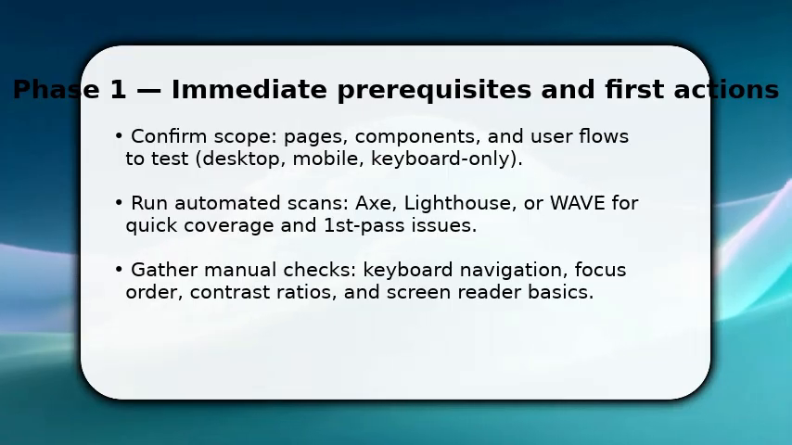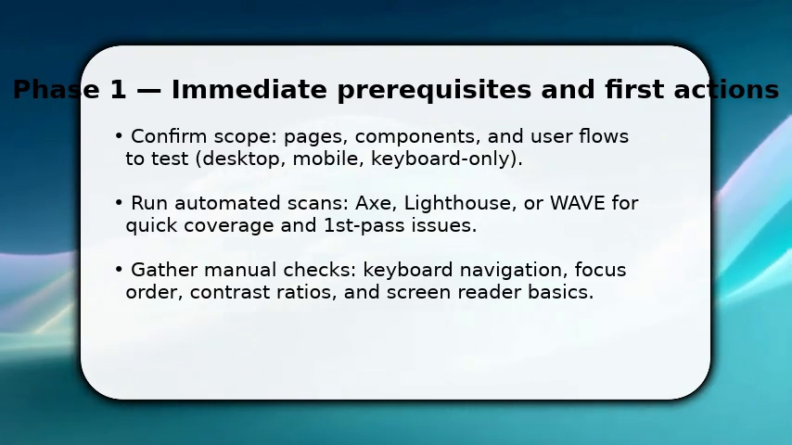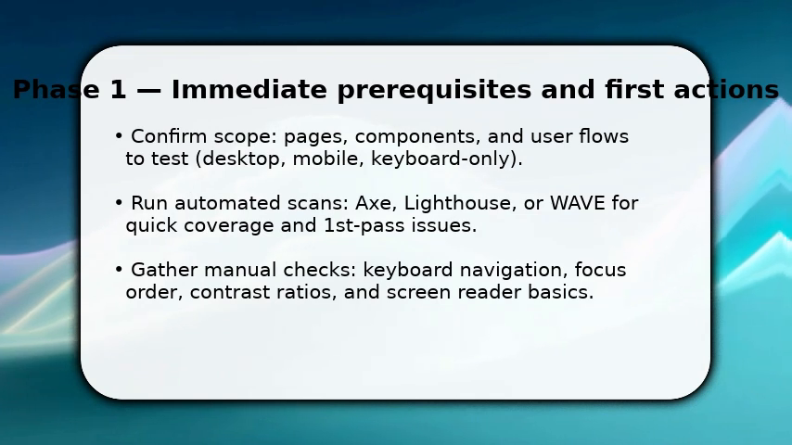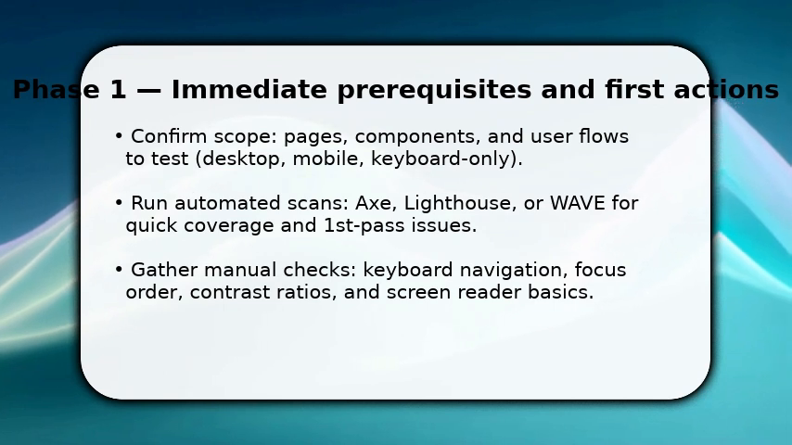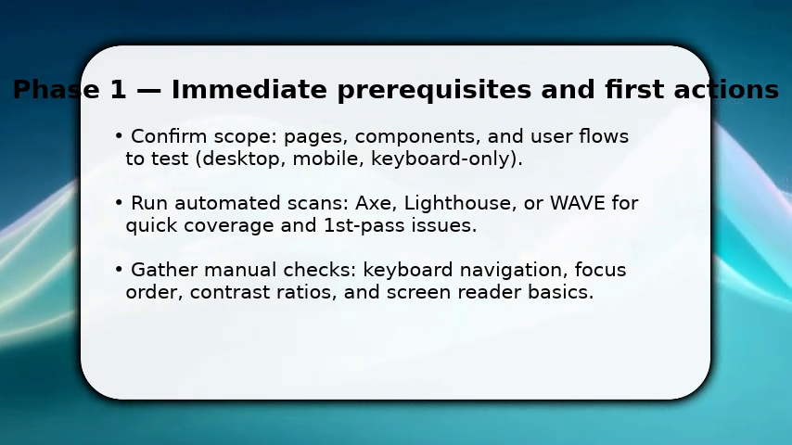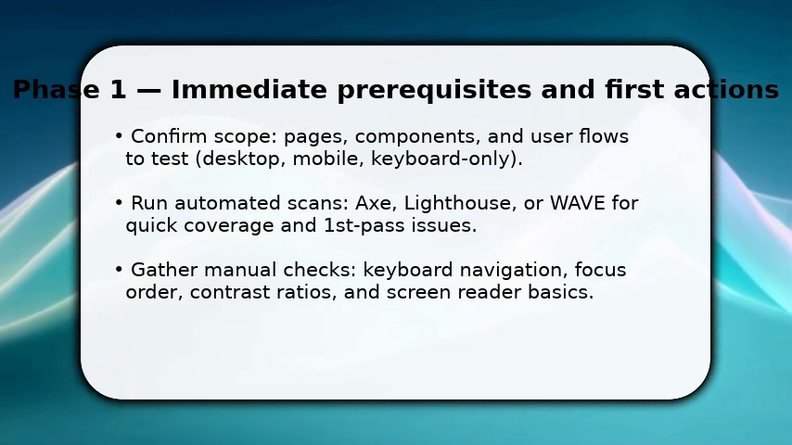You start by defining scope and getting immediate feedback. This saves hours later. Run an automated scanner like Axe or Lighthouse to flag obvious problems and export results. Next, test keyboard navigation and focus order manually because automation misses context.